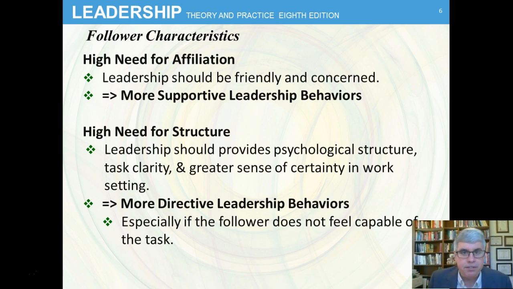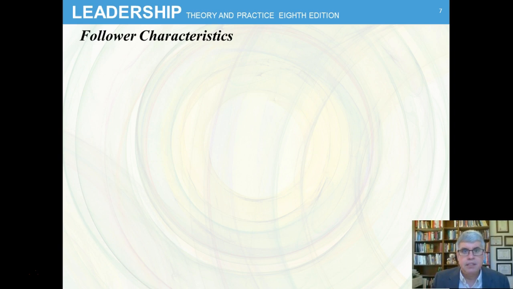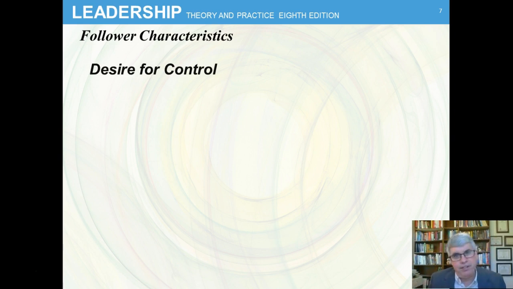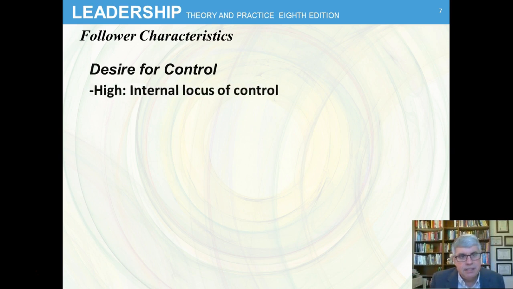And this is especially true if the follower doesn't feel capable of the task. They need to have it laid out really clearly for them what they need to do. Now there's some other follower characteristics that are a bit more difficult to understand, and one has to do with what the textbook calls a desire for control. Some people like just grabbing a situation, taking control of it. Others are a bit more passive and might be overwhelmed by the situation.